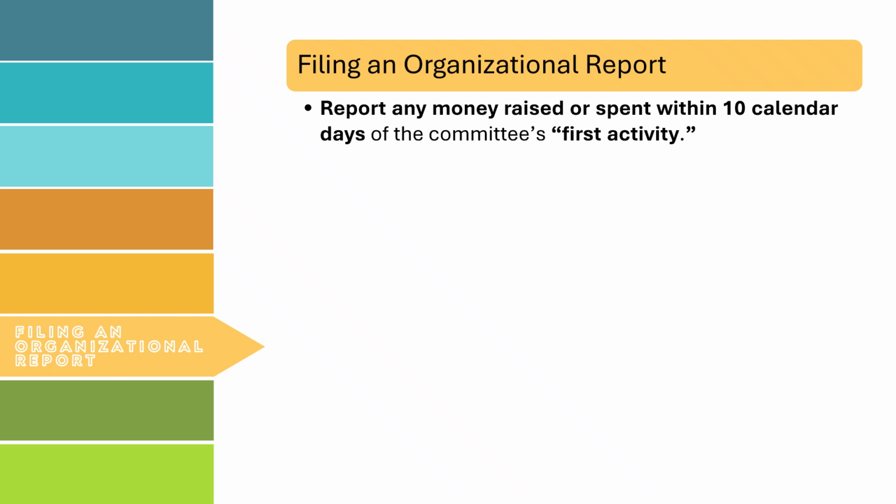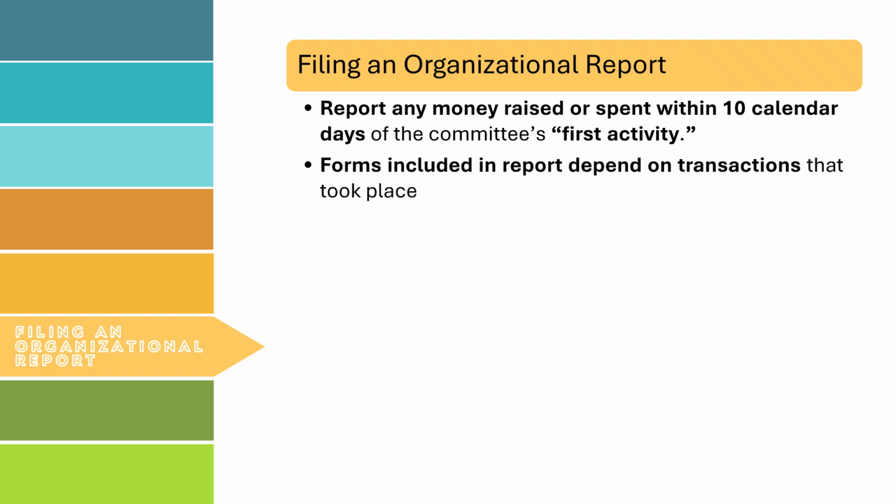The organizational disclosure report captures any contributions or expenditures from your committee's first activity to the date you complete the report and must be submitted within 10 calendar days of that first activity. The types of forms included in this report depend on the transactions that took place within those 10 calendar days. You'll need to know the specific date of your first activity, as it's considered the reporting period's start date for this report.